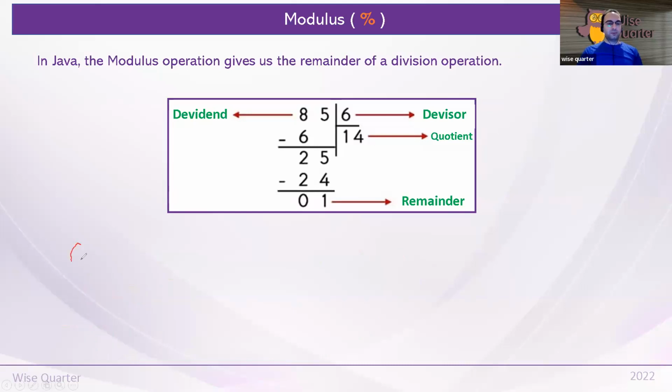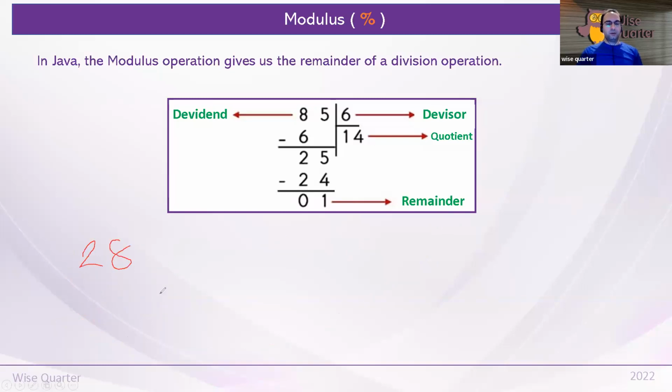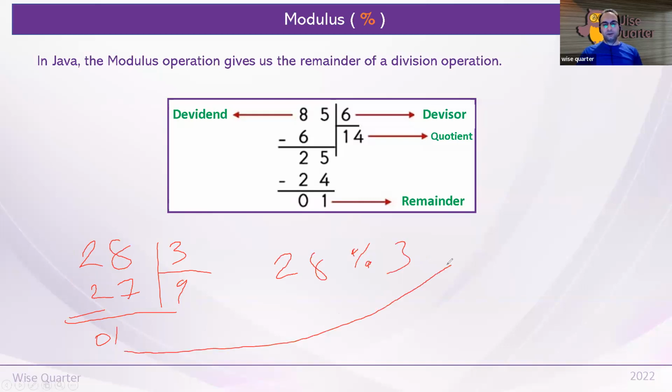Let's try to use another example. 27, if I divide it by 3, 9, 27, result will be 0. 27 modulus 3, it will be 0. The remainder will be the result directly. If I use 28, and if I try to divide by 3, here it will be 9, 27, and the remainder will be 1. And 28 modulus 3, it will be 1.